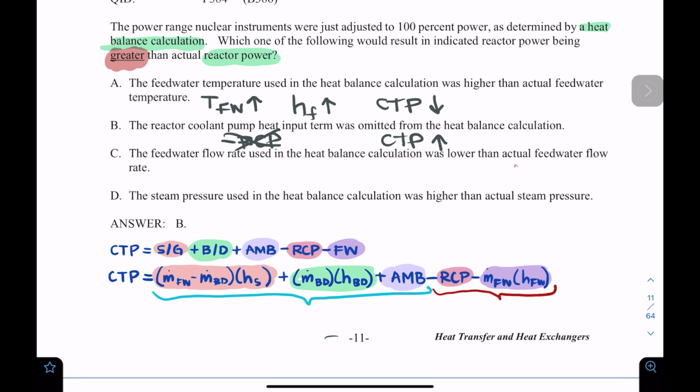It helps me. Okay, so now for the feed water flow rate used in the heat balance calculation. It was lower than the actual feed water flow rate. So I'm decreasing the flow rate on my feed water. So I'm decreasing this term and I'm decreasing this term, right? I'm decreasing both, but in this one, the reduction is even more because I'm also removing the flow from the blowdown. So that means that my core thermal power gets lower, even though I'm also lowering from this other side.